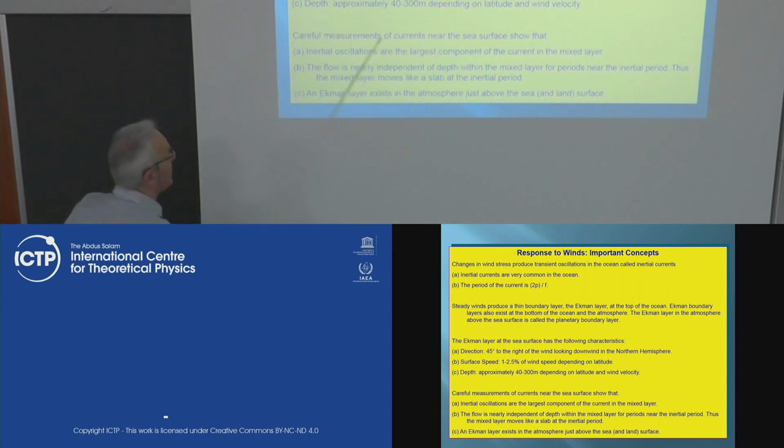Careful measurements of currents near the surface show that the inertial oscillations are the largest component of the current in the mixed layer. Although they are the largest component of the current in the mixed layer, they have relatively weak importance for the general circulation of the ocean, because they are transient. They appear only in a specific situation, and due to friction they die down very quickly. The flow is nearly independent of depth within the mixed layer for these inertial oscillations.